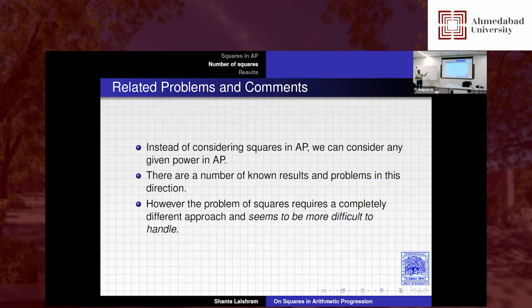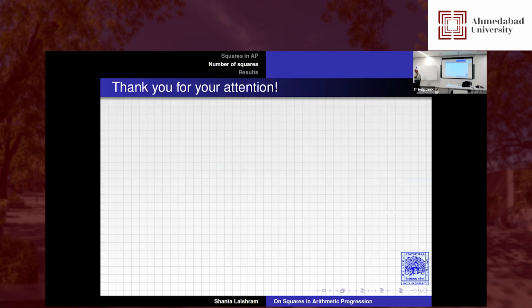That's why we actually look at the squares. It has some nice properties from other parts, quadratic reciprocity, others. But on the other hand, it doesn't have some nice properties coming from other powers. So it requires a different approach to handle, and that's what we are doing here. So with that, let me stop here. Thank you.